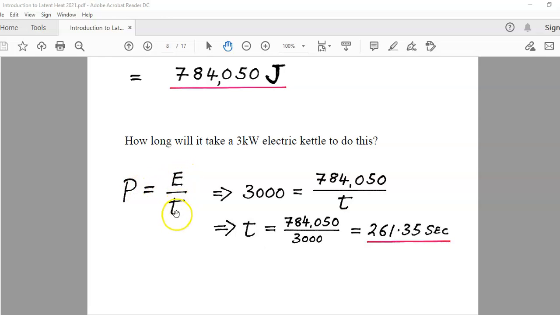Well, power is energy divided by time. A 3 kilowatt electric kettle, well, that's 3000 watts, 3000 joules per second, so that's the power. The energy there is what we've just calculated from above, and time, when you work it out, the time is 261.35 seconds.